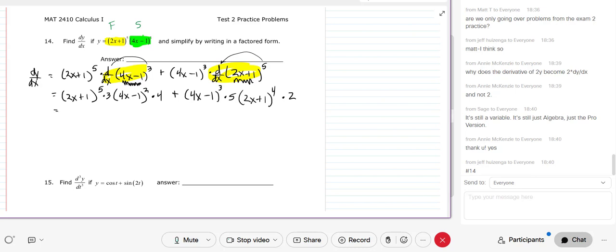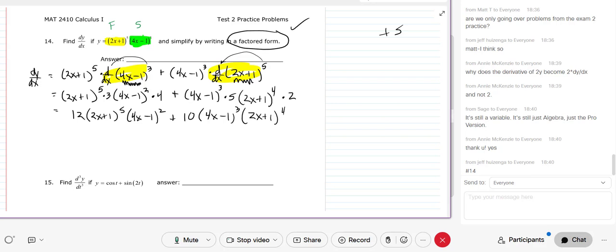And I'm going to just put this together, clean it up a little bit. I got 3 times 4 is 12. Then I've got 2x plus 1 to the fifth times 4x minus 1 to the second. And then over here, I've got 5 times 2 is 10. And then I've got 4x minus 1 to the third. Then I've got 2x plus 1 to the fourth. Okay, so that's the derivative. Like if this was say a 5-point problem, then you've earned 3 of the 5 points. The only other thing you have to do is the algebra.